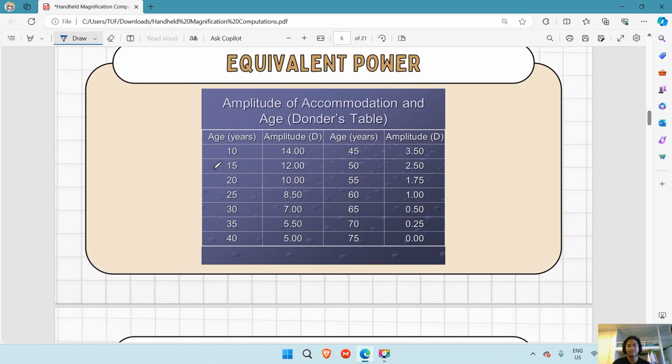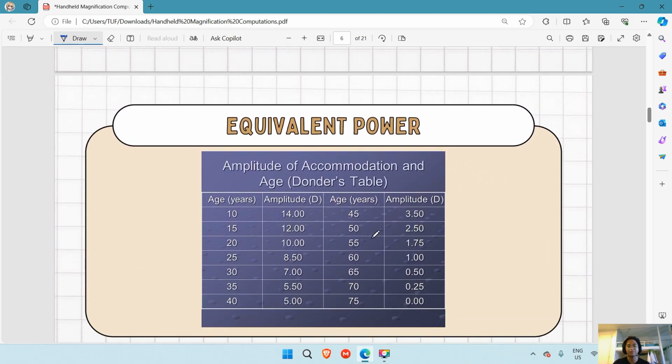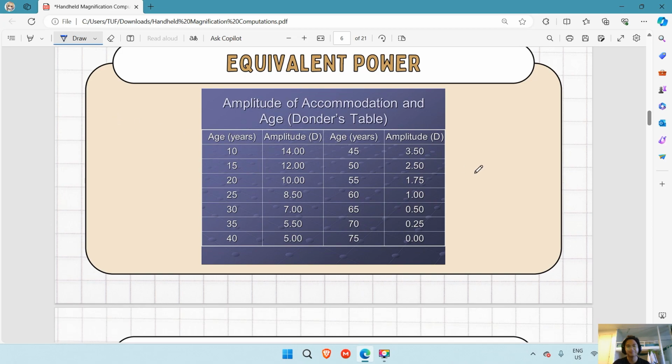And this is a review for the Dunder's table. You can also pause if you need to review the Dunder's table.